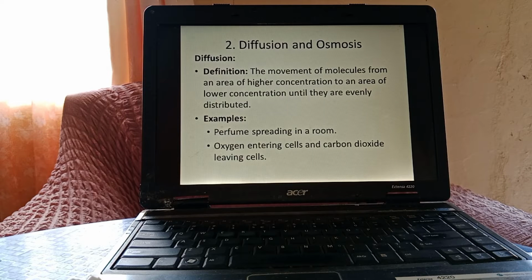The physiological processes: we begin with diffusion and osmosis. Diffusion is defined as the movement of molecules from an area of higher concentration to an area of lower concentration until they are evenly distributed. Examples: perfume spreading in a room, oxygen entering cells, and carbon dioxide leaving cells.